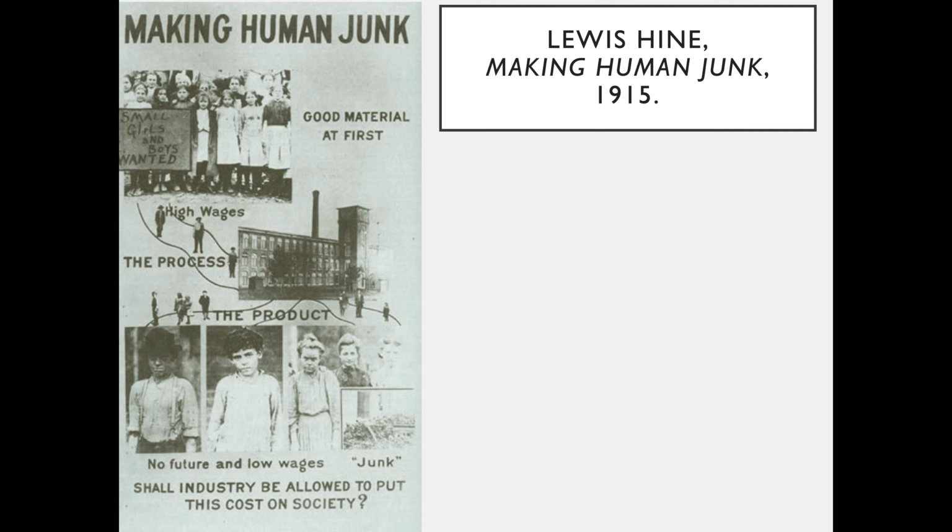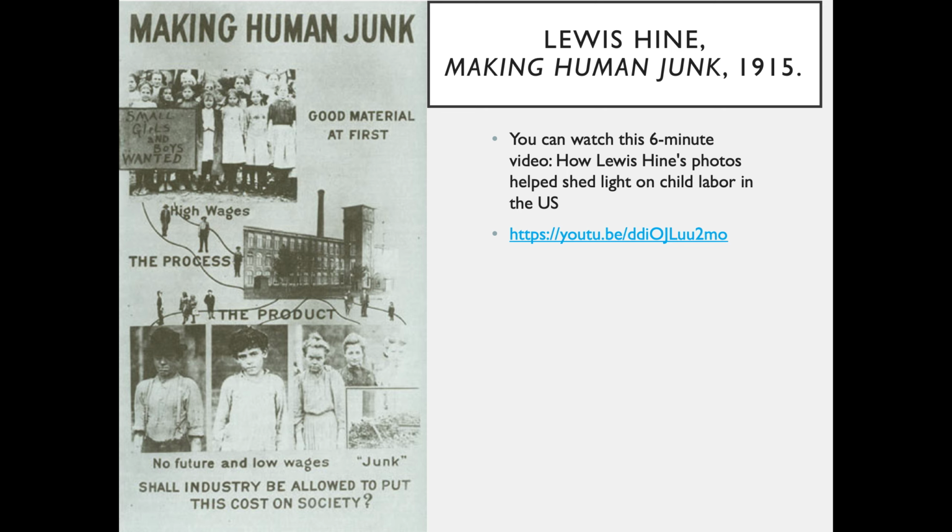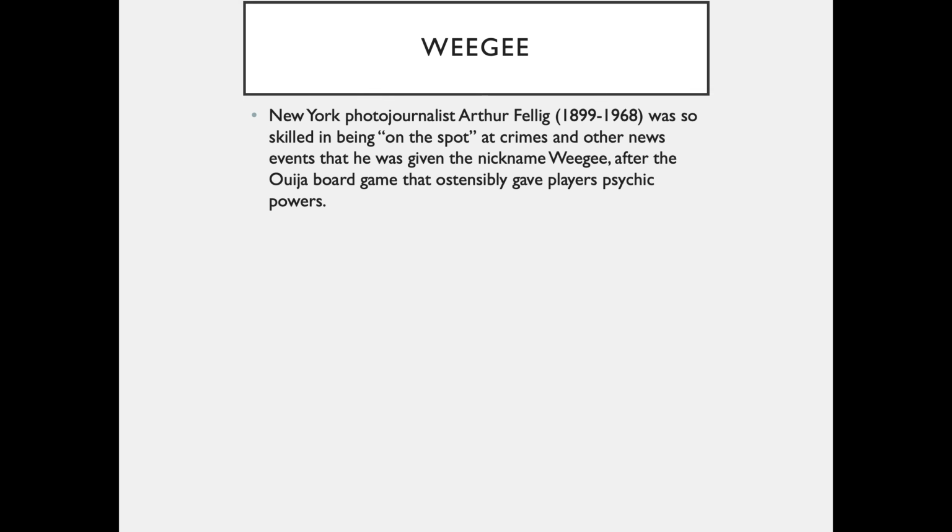All right, so this is a poster that Louis Hine produced containing his photographs and text, and it's called Making Human Junk from 1915. And you can watch this 6-minute video, how Louis Hine's photos helped shed light on child labor in the United States. It's really interesting. All right, we're moving on to another photographer who went by the nickname Weegee.